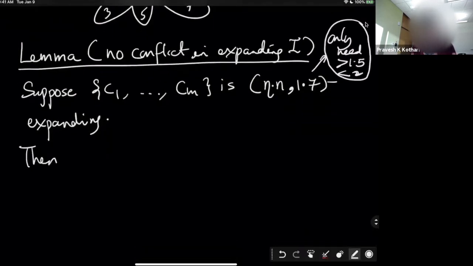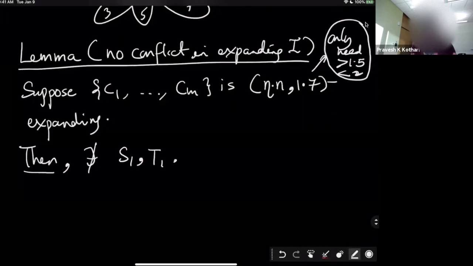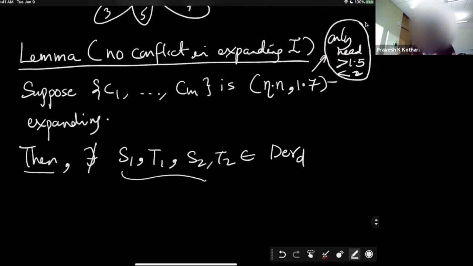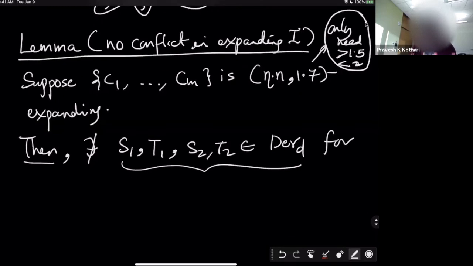Then there do not exist conflicting derivations. So that there do not exist S1, T1, S2, T2. Okay, this is again an abuse of notation, but I think you understand. So let's maybe say then.